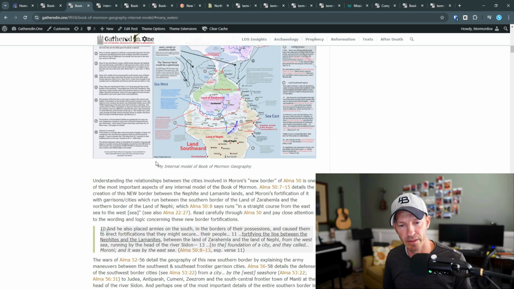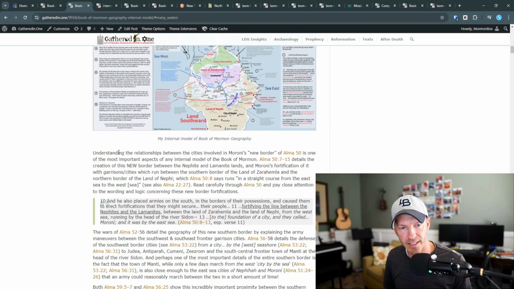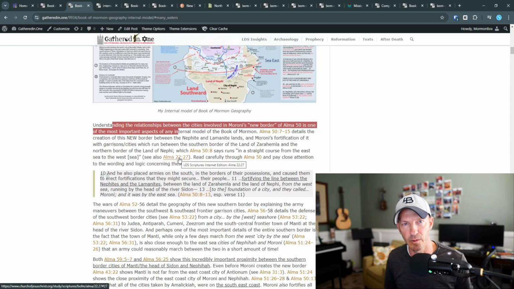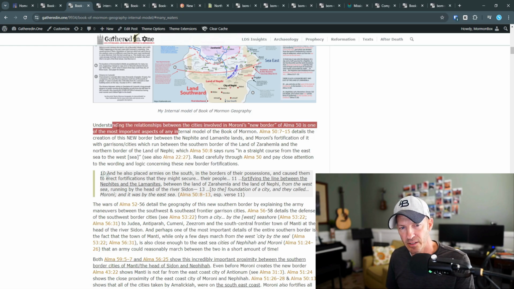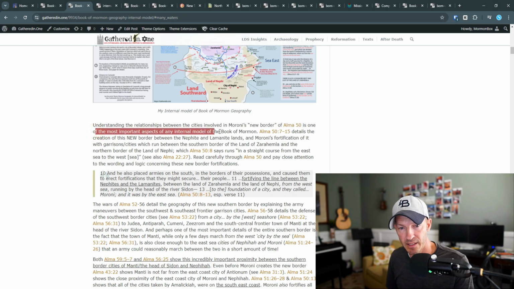Okay, let's read about it really quick right here. So let's read in the article so that you can follow along, and then we'll go right to the scriptures. It says, understanding the relationships between the cities involved in Moroni's new border, right, of Alma 50, 51, is one of the most important aspects of the internal model of Book of Mormon.